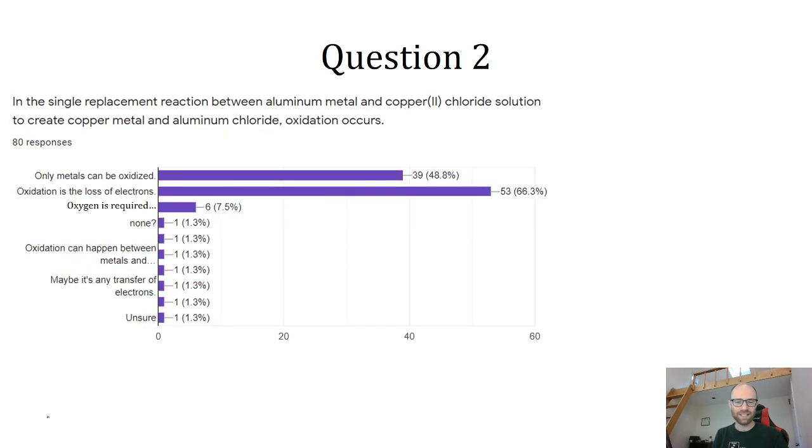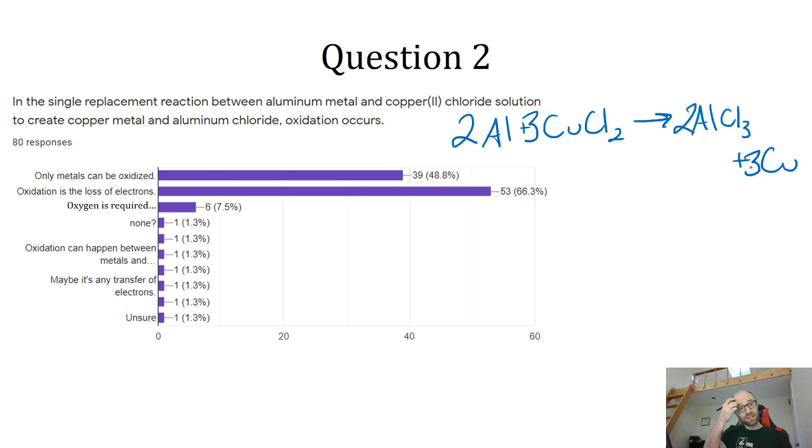Looking at the second question, we have a single replacement between aluminum metal and copper(II) chloride, and that should make aluminum chloride and copper. Now looking at this, if this is still oxidation, I'm a little confused why people are still saying oxygen is required for oxidation to occur, because there's no oxygen. The loss of electrons, well, that works. Only metals, yeah, that still works. The only common thread between the two is the fact that metals are present.